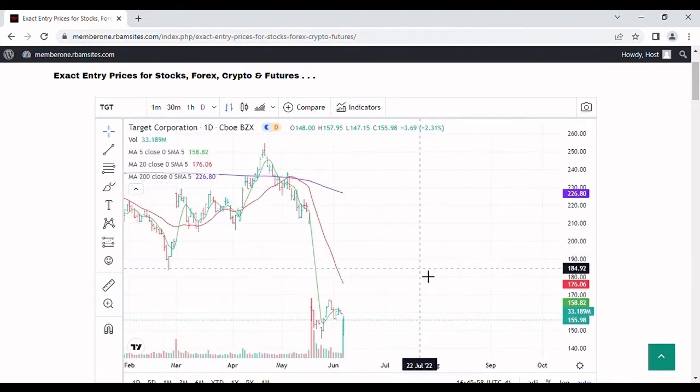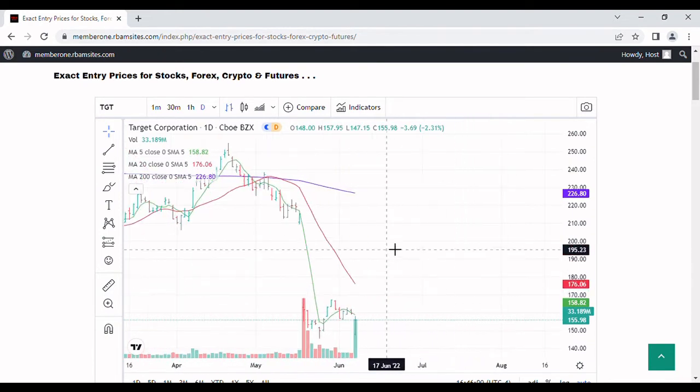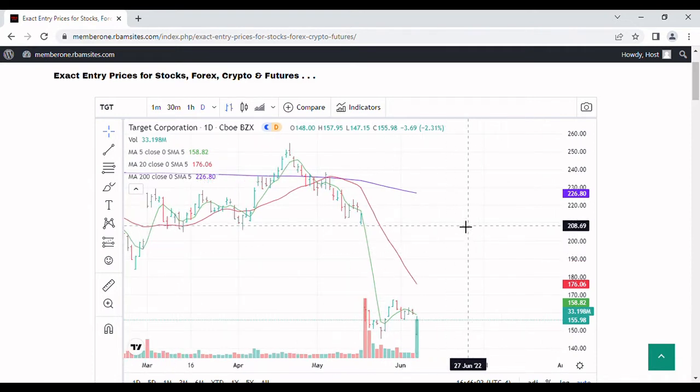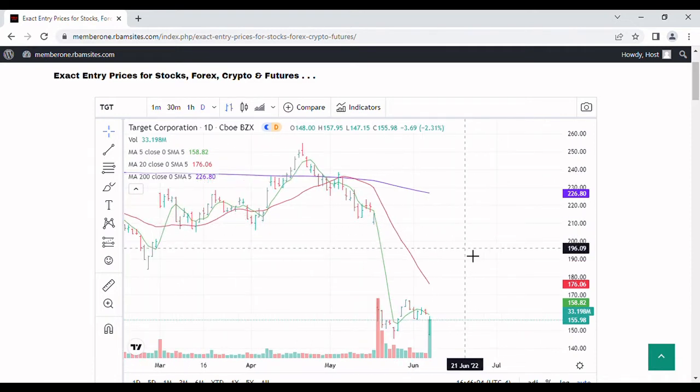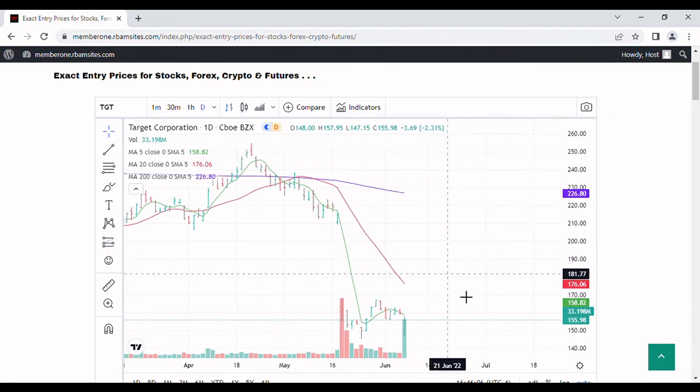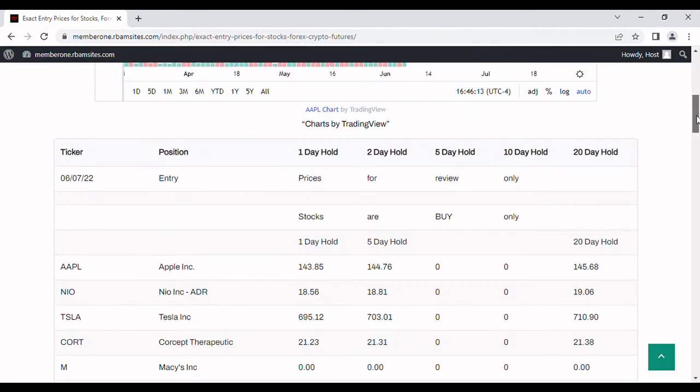So how do you proceed here? Well, I'm not a big fan of it, despite I know quite a bit about it, but I'm not a big fan of moving averages at all. And the way I would proceed here is to look at analyzing this stock in a different way. So let's scroll down here and see what rbamresearch.com does.